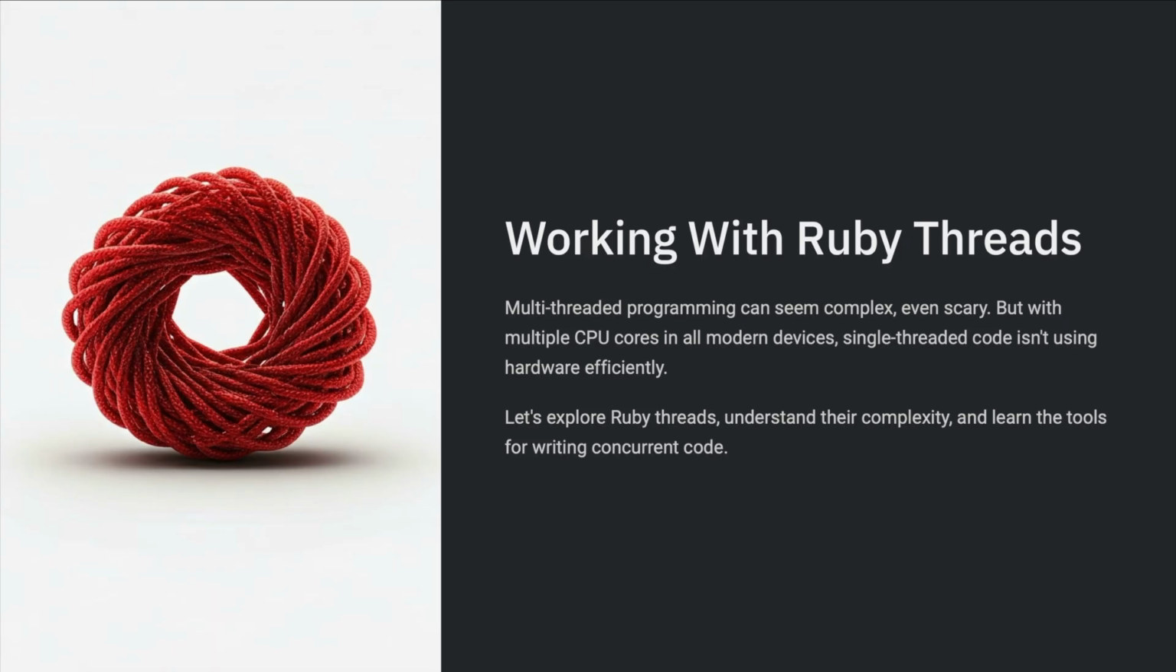So we've been digging into some material on Ruby threads, really trying to get under the hood, understand what's going on, why it's tricky, and what tools Ruby actually gives us to handle it. Yeah, the goal here is to cut through that feeling of complexity, pull out the key ideas, maybe dispel some myths, and give you a better handle on concurrent code.